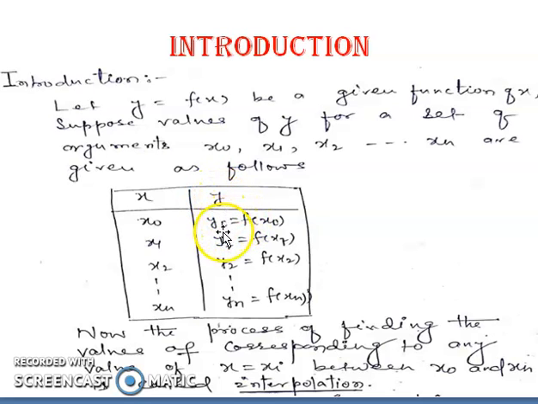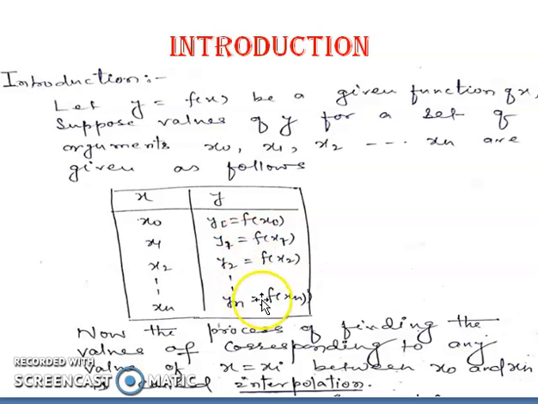So y equal to y0, where y0 means f of x0. When putting x equal to x0 in f(x), it becomes y0 equal to f(x0). Similarly, when we put x equal to x1 in f(x), it becomes y1 equal to f(x1), and for x2 it becomes y2 equal to f(x2), and so on up to xn, where yn equals f(xn).